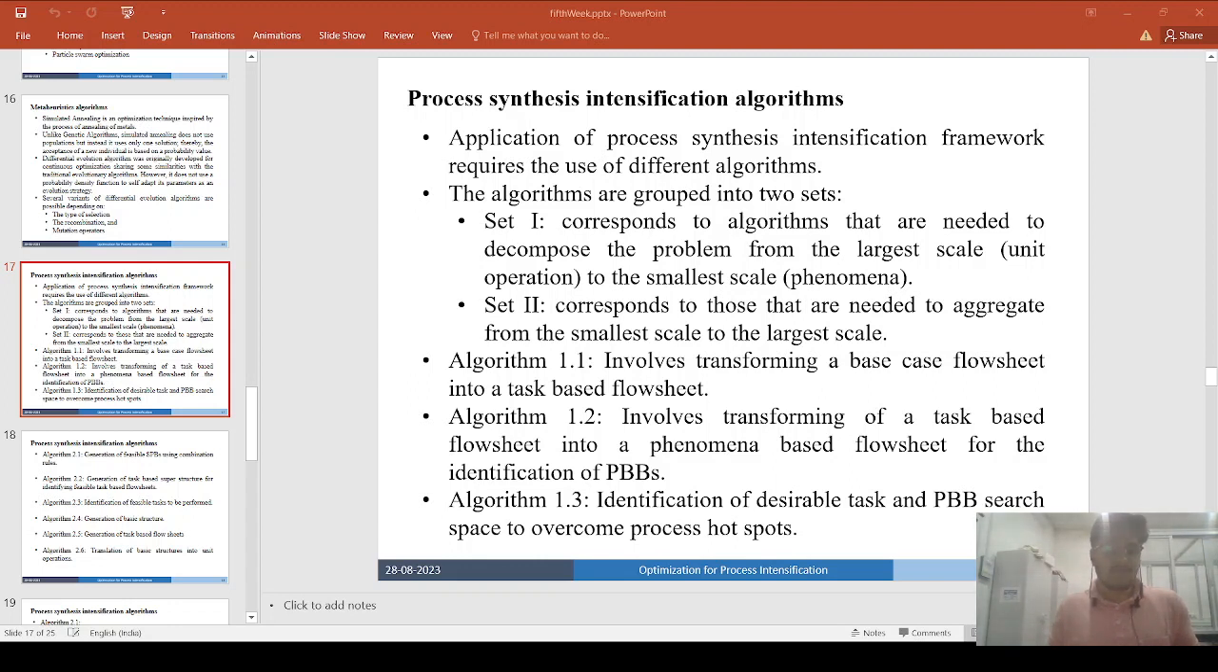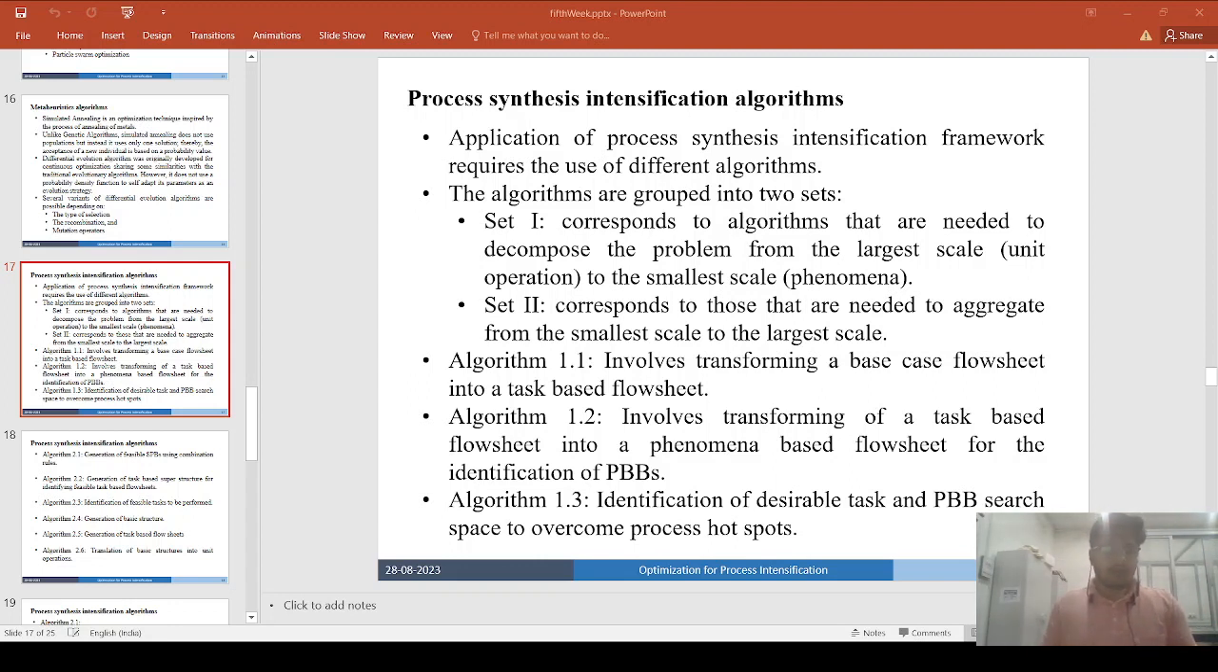Then sub algorithm 1.2 involves, for each task, finding the corresponding phenomena based block from a database of task versus phenomena based block, and then replacing each task with its corresponding phenomena based blocks to obtain a phenomena based flow sheet. So in the first sub algorithm you were breaking down the unit operation to form a task based flow sheet. Then in the 1.2 sub algorithm, from the task based flow sheet you will form a phenomena based block flow sheet.